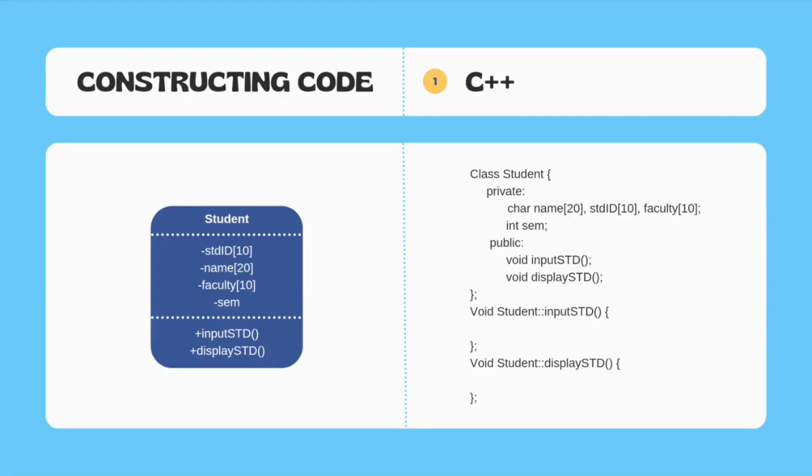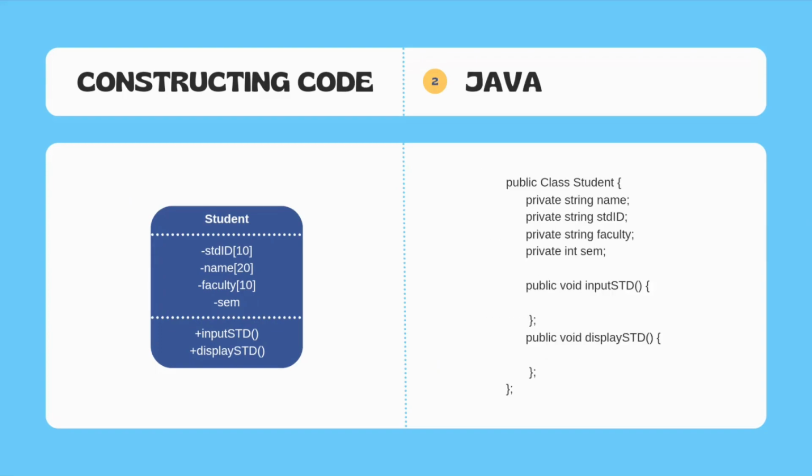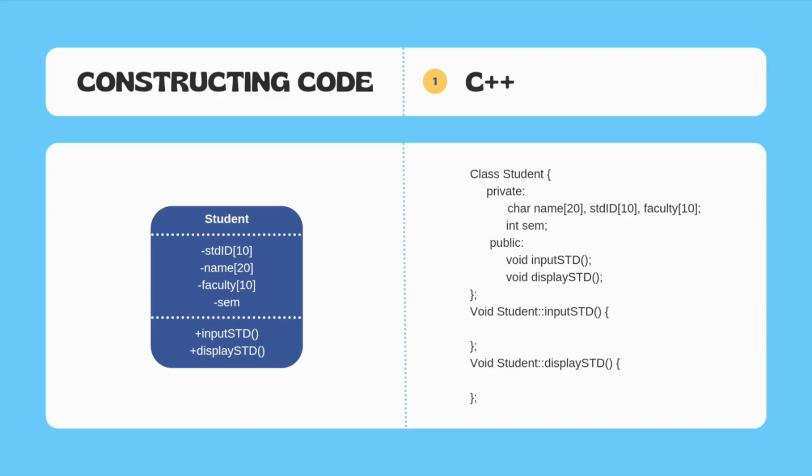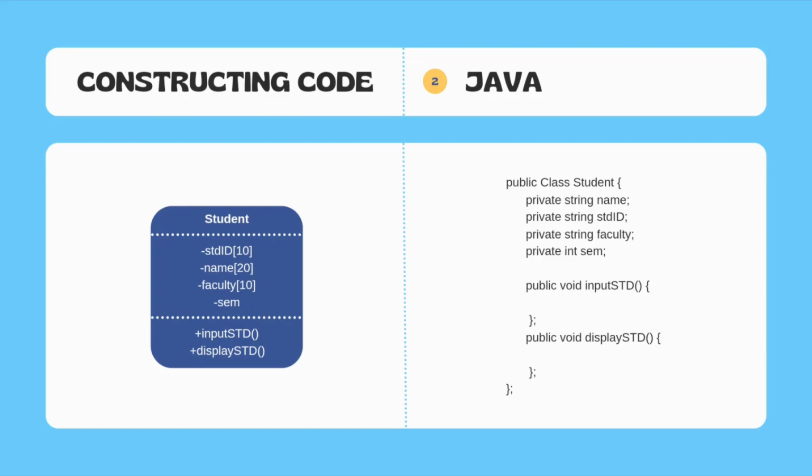For the code construction, we have two languages, C++ and Java. On the left side, we can see a student diagram. Inside it, there are 4 variables and 2 methods. On the right side, we can first see the code construction for C++, and this is the code construction for Java.